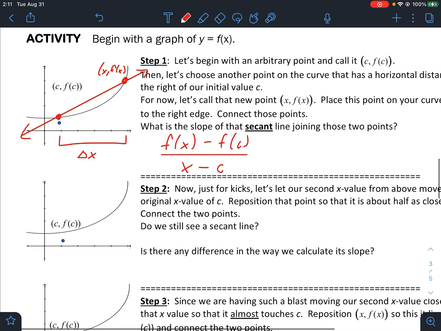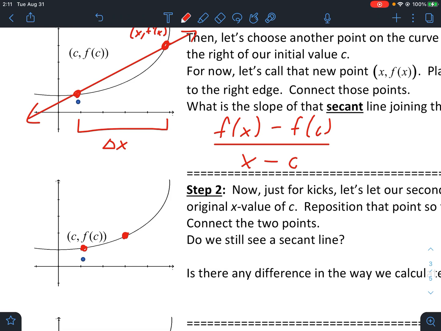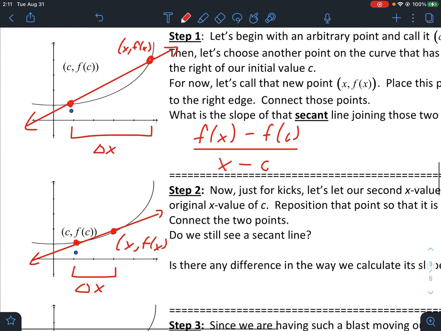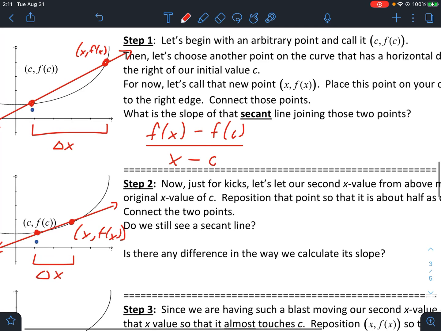All right, step 2 here. Let's take that second value and move it a little bit closer to our c comma f of c. So how about right there? And let's connect those two points. And again, now we're going to call this x comma f of x, and the distance between them is delta x. Is there still a secant line? Yes, there is. It's still a secant line. It still does cross that curve multiple times. How would we calculate its slope? The same way. It would be the same slope.